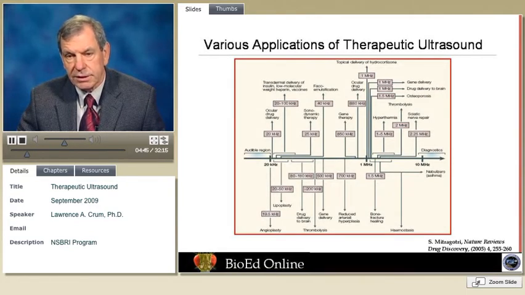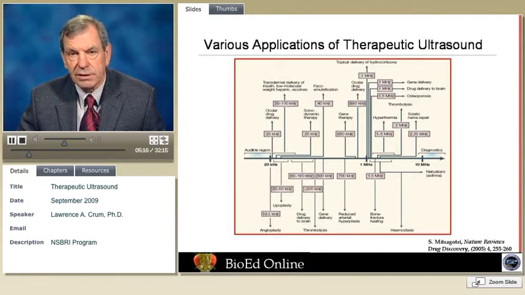Here is a figure from Samir Mitragotri, who wrote an article in Nature Reviews showing the many, many applications of therapeutic ultrasound. And I'll allow you to look at this in some detail at your leisure, but starting at 20 kilohertz and going essentially to 20 megahertz, there are probably 25 or 50 different applications of therapeutic ultrasound.